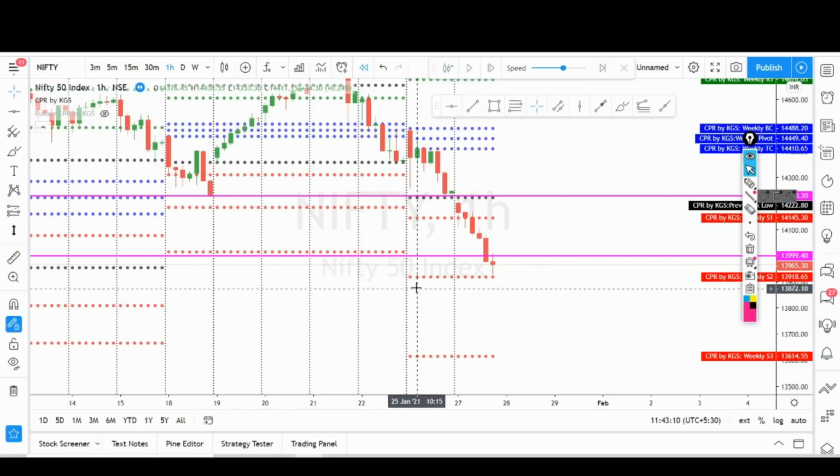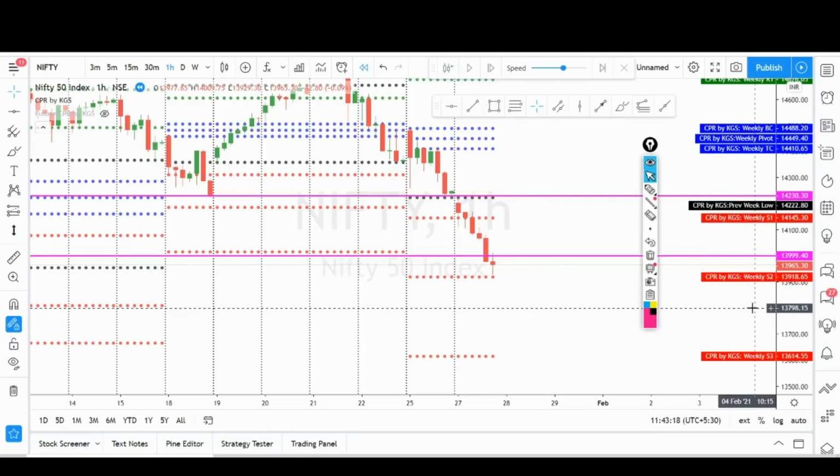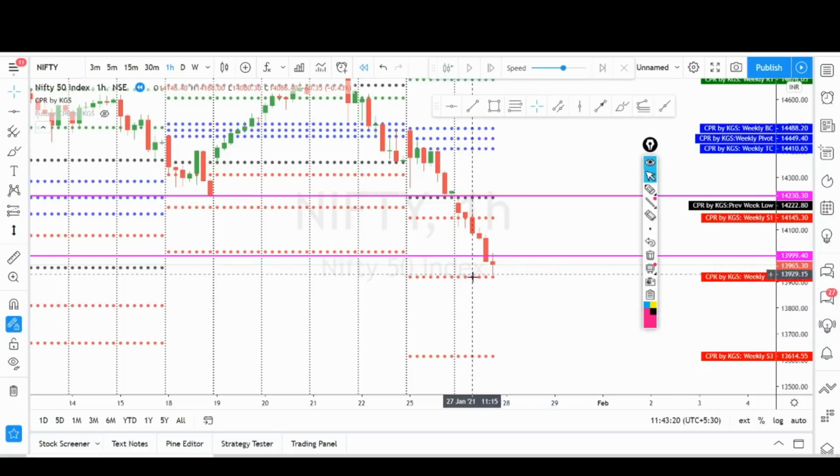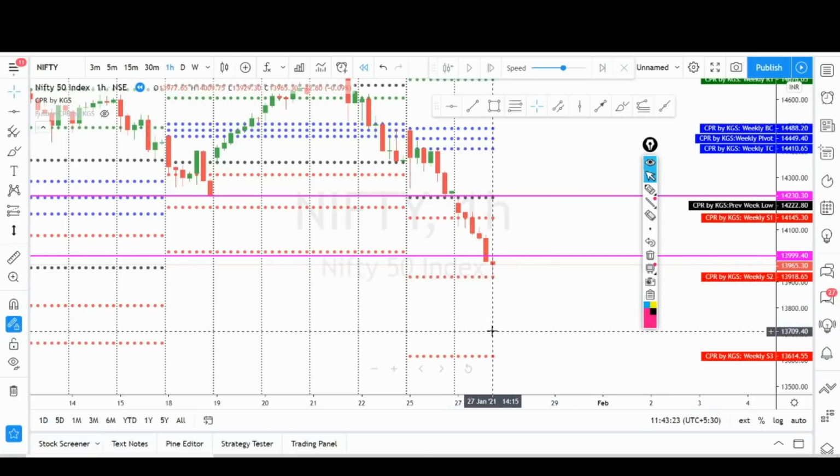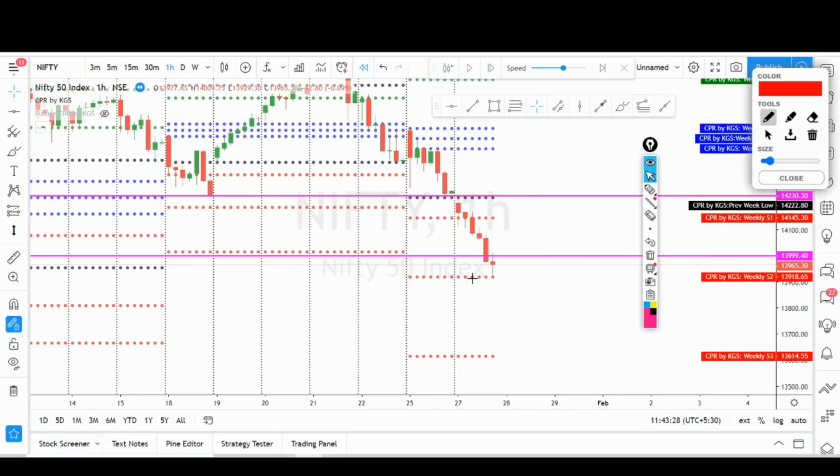Now, my level 14,000 has been reached, as well as weekly CPR level, weekly support 2 at 13,918 has also been reached in this particular candle. So now my next target will be 50% of S2 as well as S3. So what is the 50%? A rough 50% is around 13,750. So this is my rough 50% of S2 and S3, weekly S2 and S3.